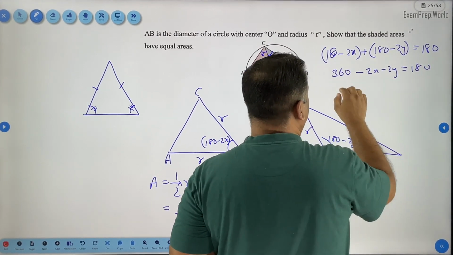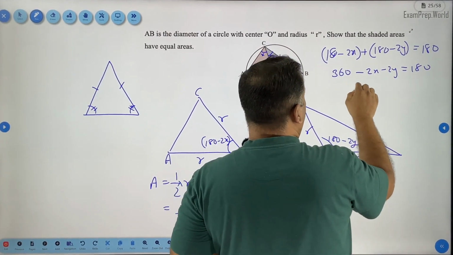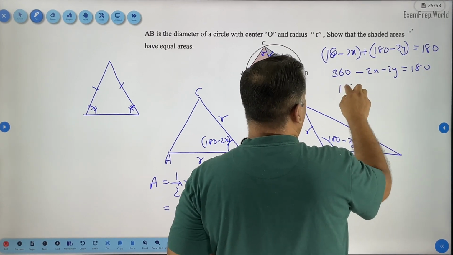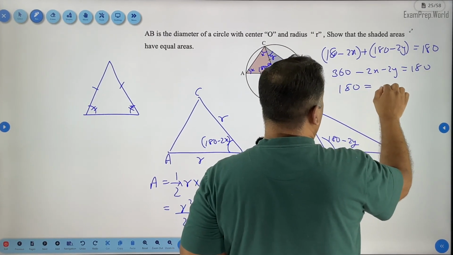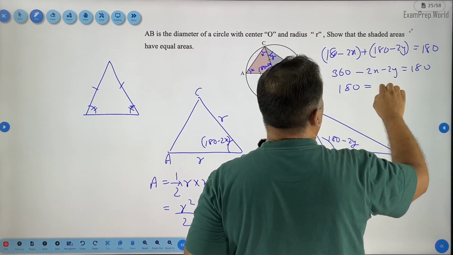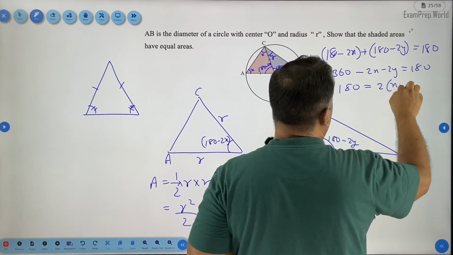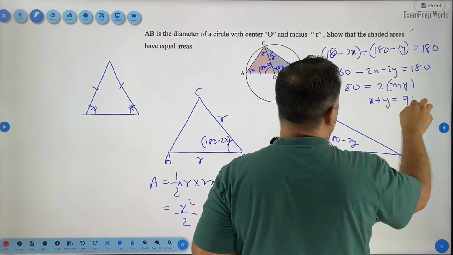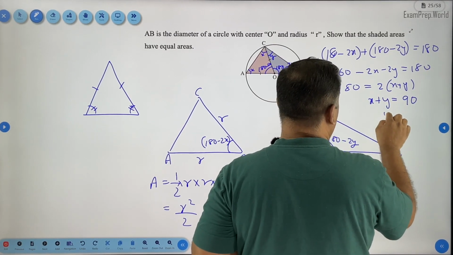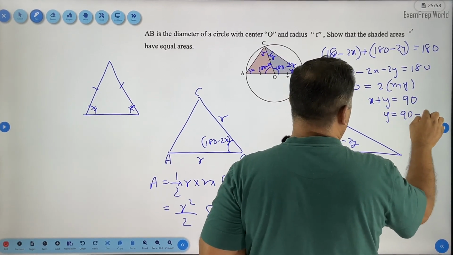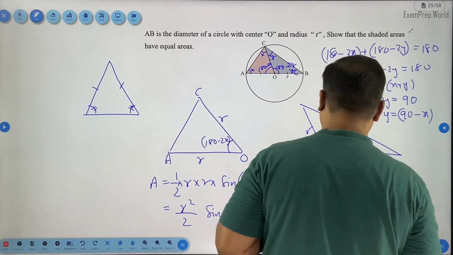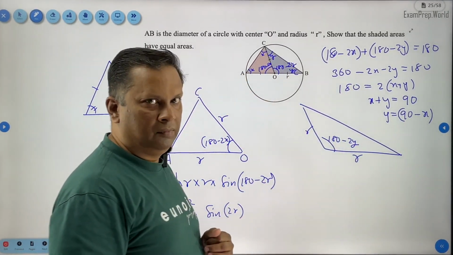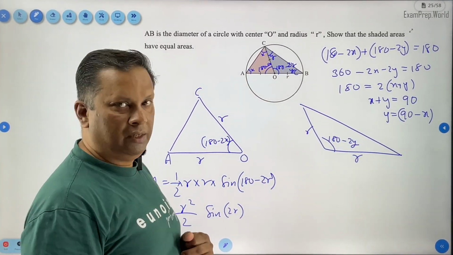Get these things here. So 180 equals to 2 times x plus y. Therefore, x plus y is equal to 90 degrees. Therefore, y equals to 90 minus x. Okay, y is 90 minus x.